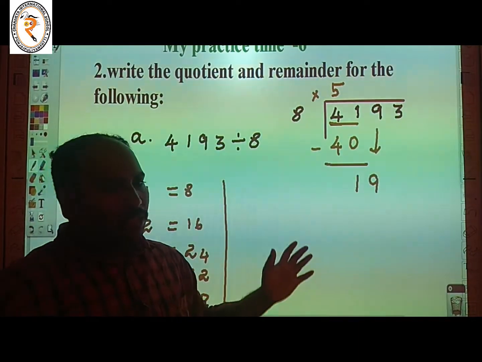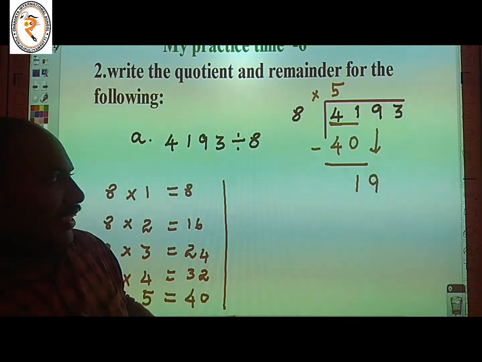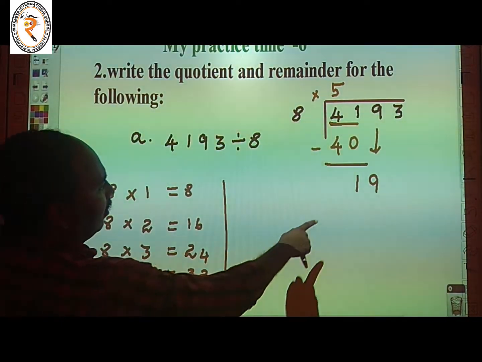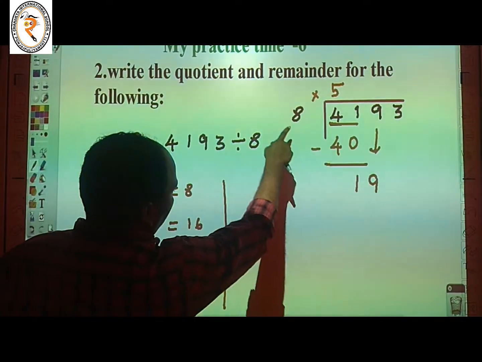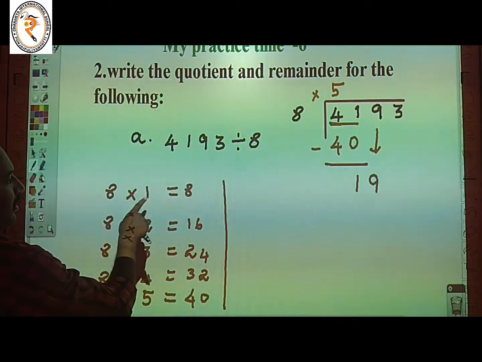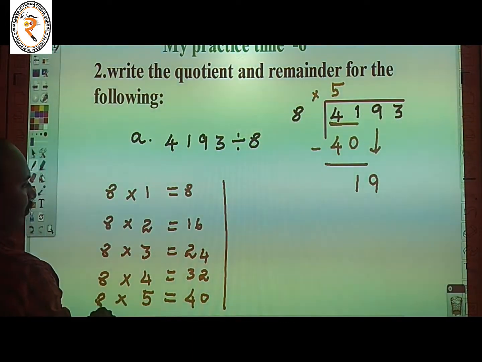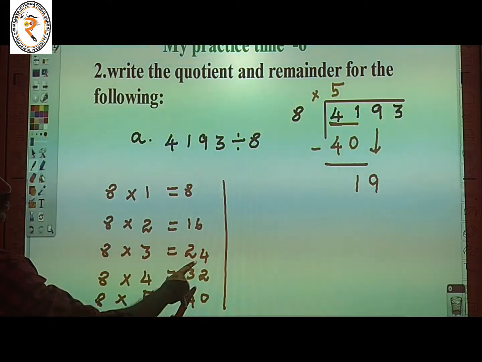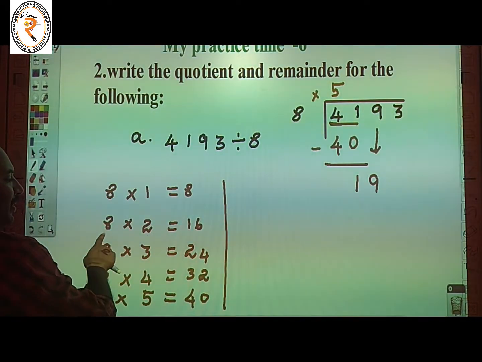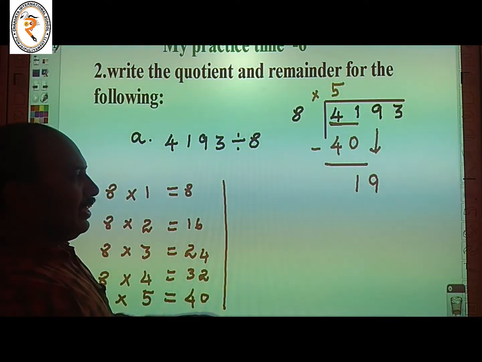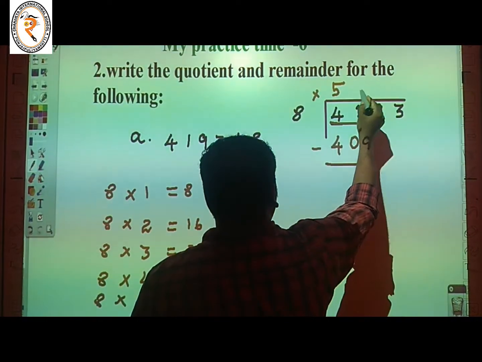So our new dividend part is 19. Listen here. 19 divided by 8. 8 1s are 8. 8 2s are 16. 8 3s are 24. We want a number not exceeding 19. So 8 2s are 16.